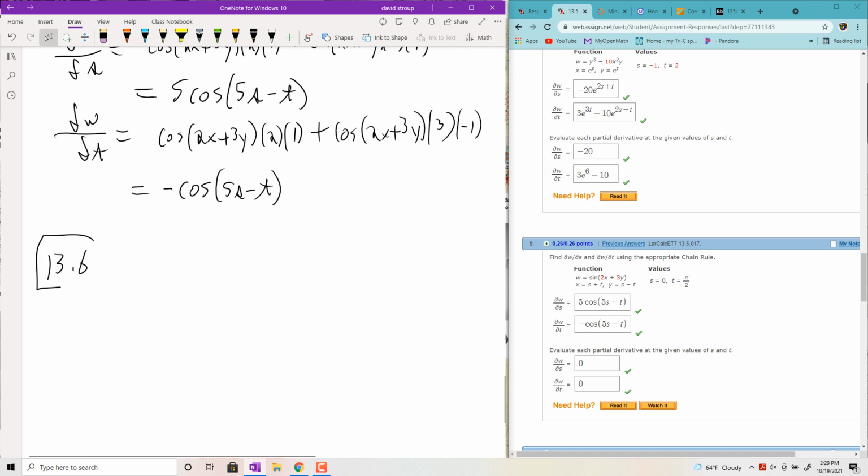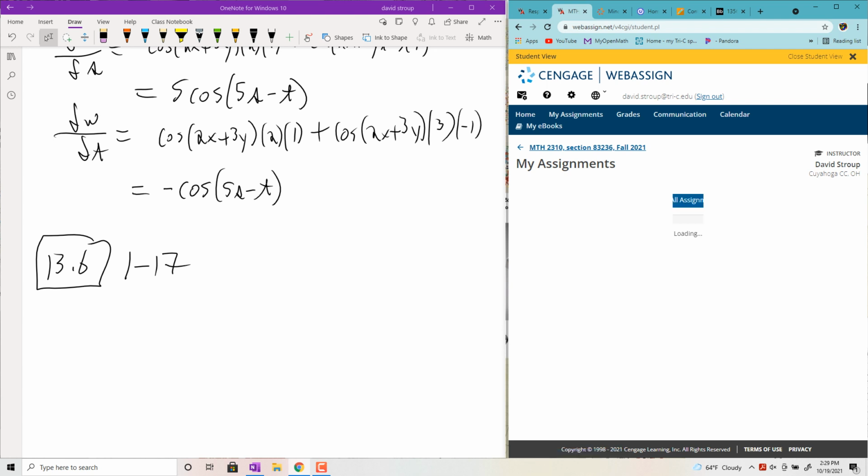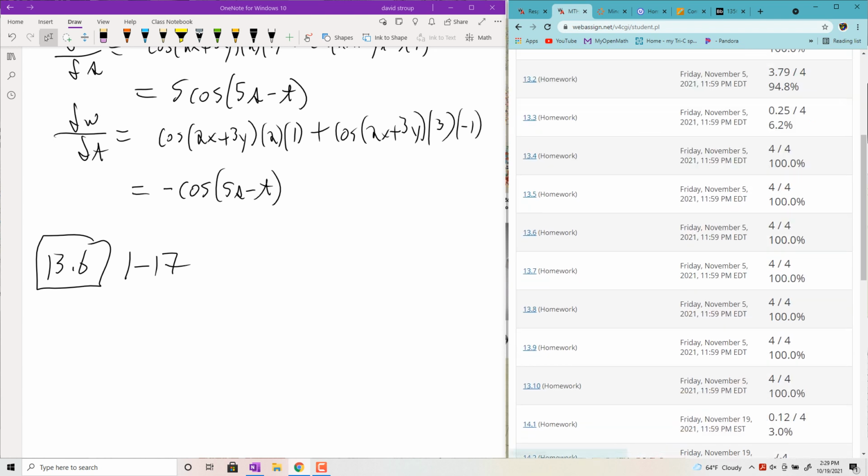13.6, then we introduce the gradient along with the directional derivatives. I'm looking at problems like 1 to 17. So remember, when you're doing directional derivatives, you always want that unit vector. I think that's the biggest freshman mistake people make.